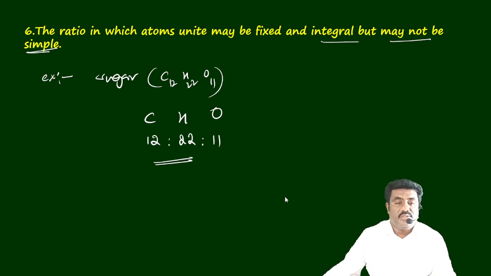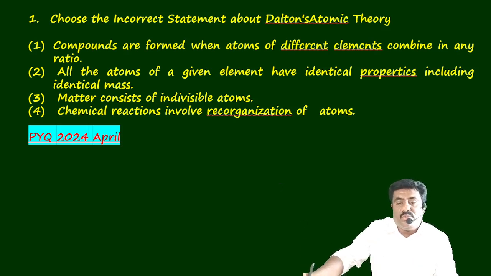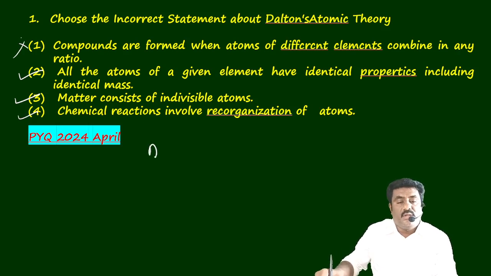Next, let's go to the previous questions, JEE previous question 2024. Choose the incorrect statement about Dalton's atomic theory. Compounds are formed when atoms of different elements combine in any ratio. All the atoms of a given element have identical properties, including identical mass. Yes, it is also right. Matter consists of indivisible atoms. Yes, it is also right. Chemical reactions involve reorganization of atoms. It is also correct. Which is the incorrect one? This is the incorrect. So the option is the first one.